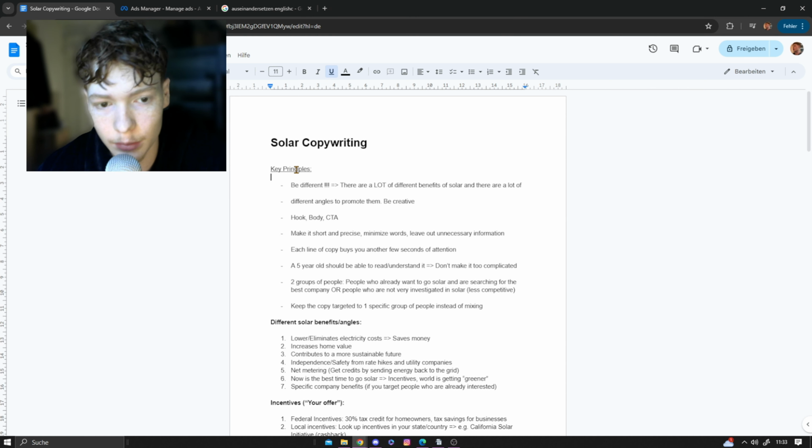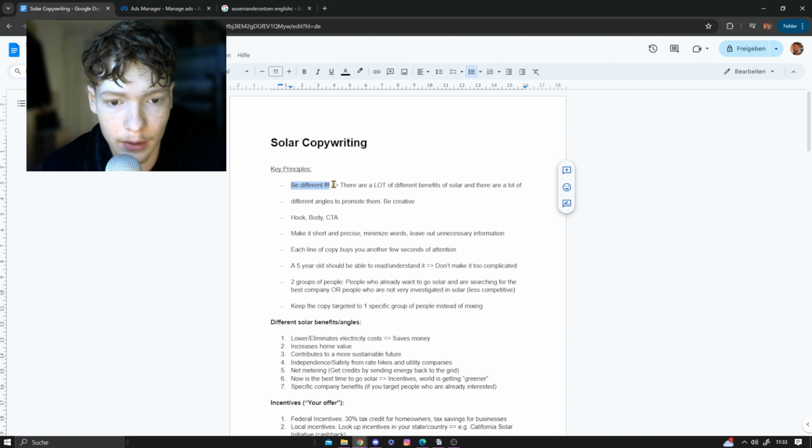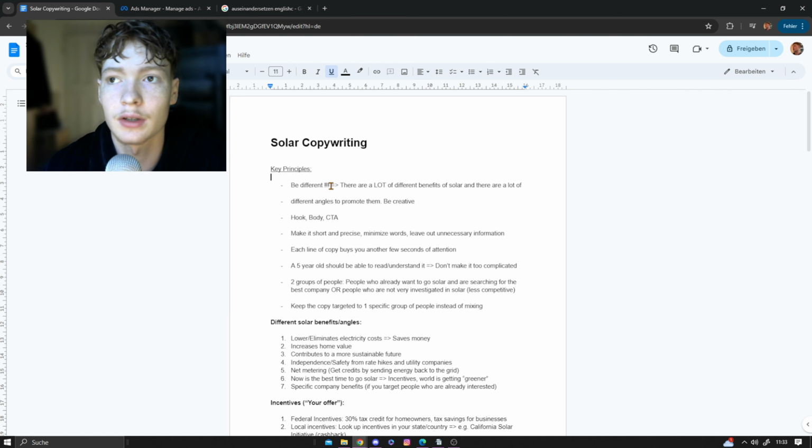So key principles. First of all, and I wrote this at the top on purpose because this is the most important one: you need to be different. When you look at people who are running ads in the solar space, or even if you just go to solar companies' websites, they will pretty much write the same thing. Pretty much everyone is doing the same thing. So every copy looks kind of the same, just with different words. Every website looks different, but when you read the stuff, it's always the same thing. It's always, you can go solar for $0 down and eliminate your electricity bill and see if you qualify or whatever. It's always the same stuff.